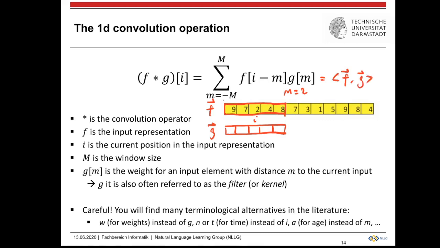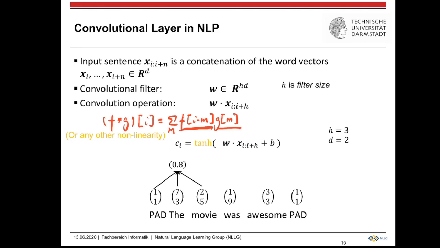When it comes to NLP, we can see here that f_{i-m} is not a scalar anymore. Instead, it's a vector with dimensions, because for every word in the sentence, we can always find vectors as their word embeddings.